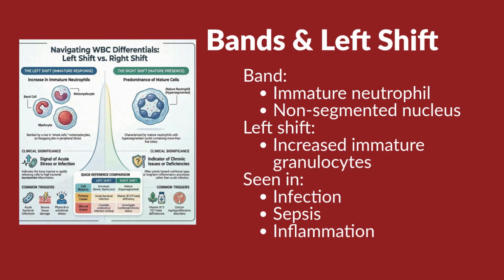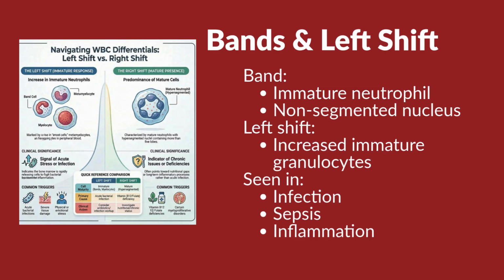All right. Not sure where I left off, but we're going to talk about bands and left shifts. The big idea is that bone marrow is responding to stress and infection when you see bands and a left shift. A band is an immature neutrophil, one stage before a fully mature neutrophil. Remember the maturation sequence: myeloblast, promyelocyte, myelocyte, metamyelocyte, band, and segmented neutrophil.